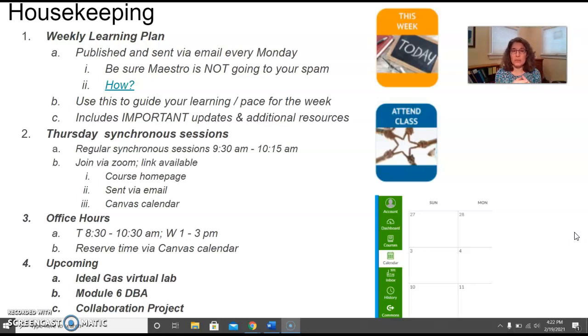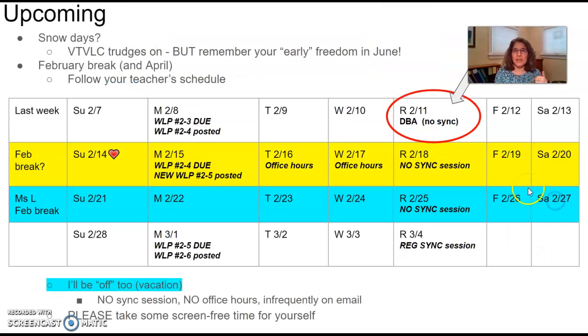Next week, the following week, you're going to be doing a virtual lab called the Ideal Gas Lab. So you're going to get to see how those variables interact with each other under lab-like conditions. You'll do your Module 6 DBA, and we'll start on a collaboration project. So you have some exciting things coming up in the near future as well.